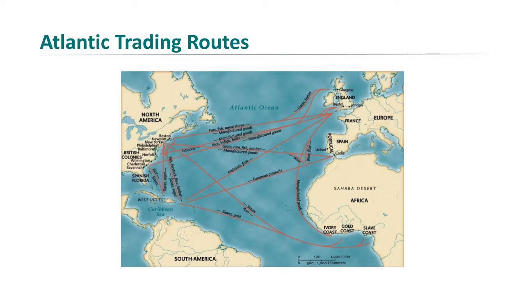This map shows that a series of trading routes crisscrossed the Atlantic, bringing manufactured goods to Africa and Britain's American colonies, slaves to the New World, and colonial products to Europe.